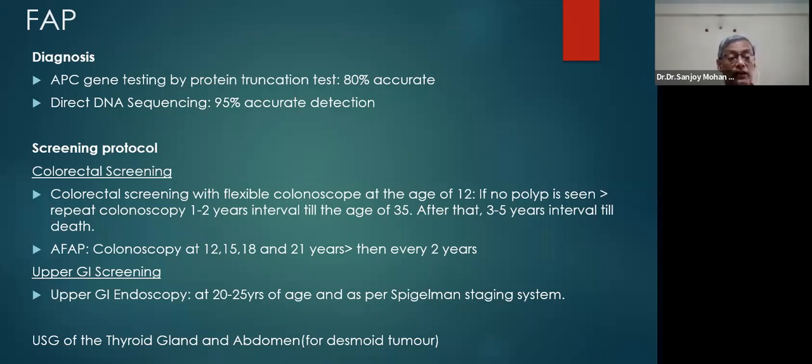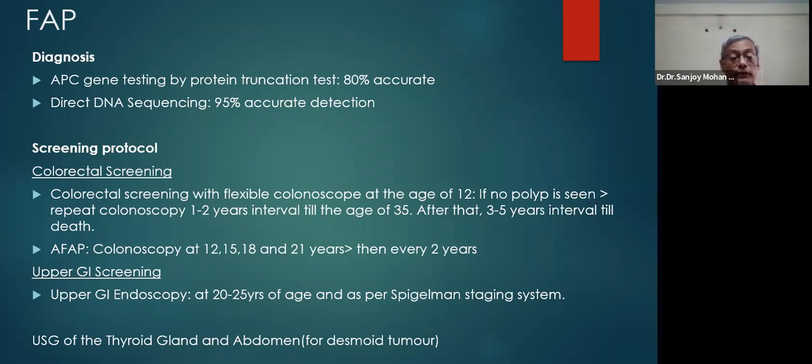The colorectal screening should be with the flexible colonoscope at the age of 12. And if it is not there at the age of 12, we shall have to do colonoscopy at 1 to 2 years interval till the age of 35, and after that, 3 to 5 years interval. In AFAP, where the number of polyps is less, colonoscopy should be started at the age of 12, 15, 18, and 21 years, and then every 2 years.